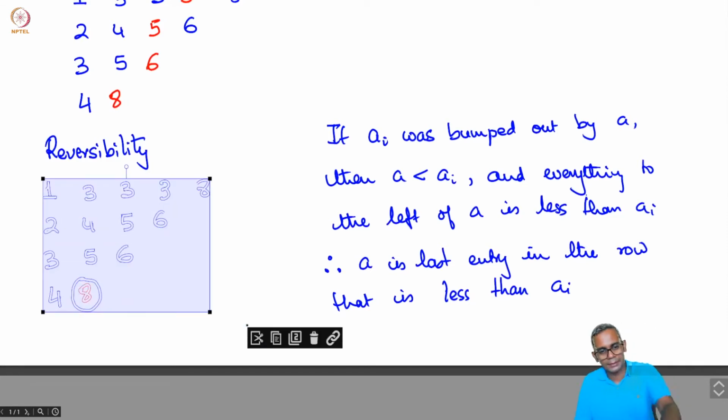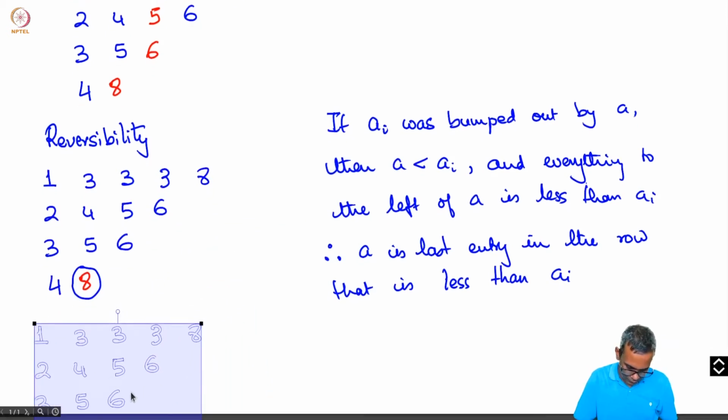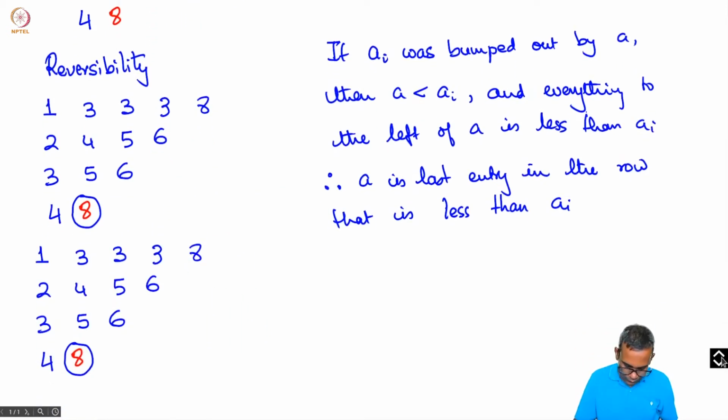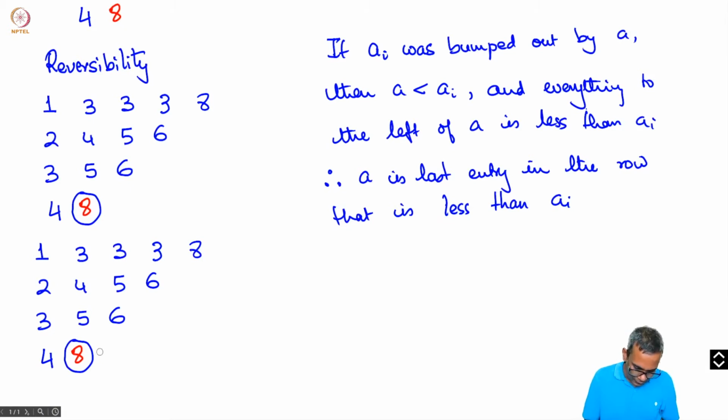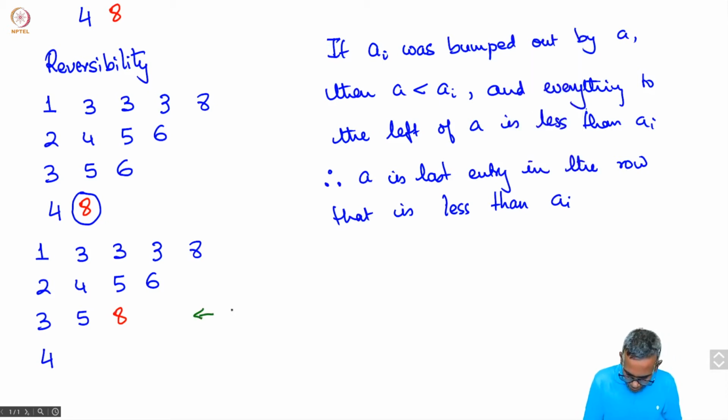Let me just copy this. So what we know is that this 8 was here, and that it was bumped out by a 6. So we know that it was bumped out by a 6. Now where did the 6 come from?